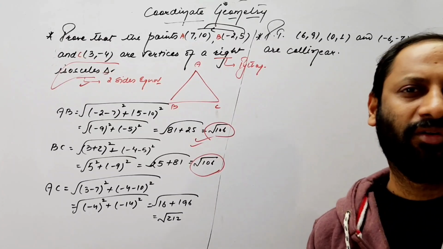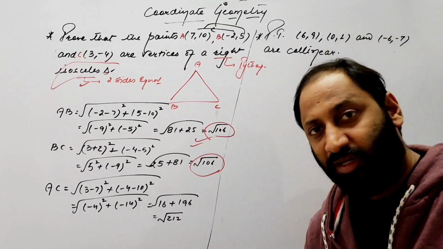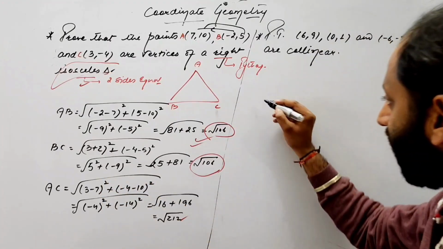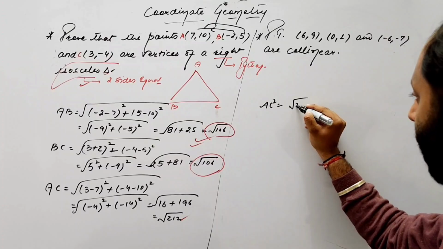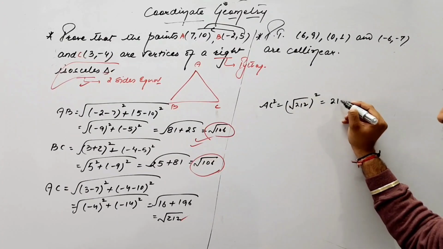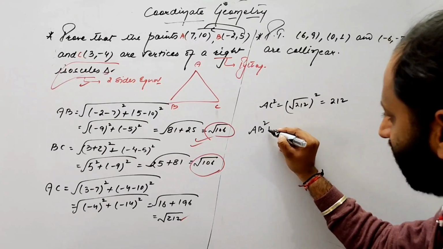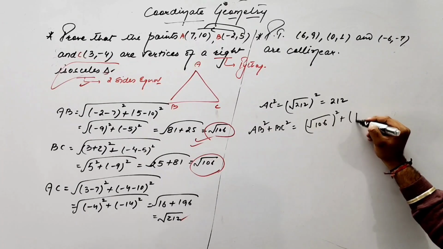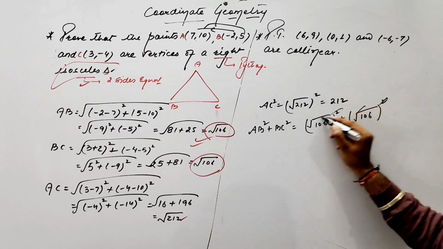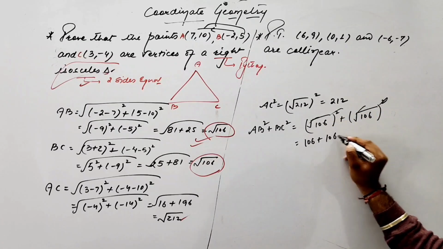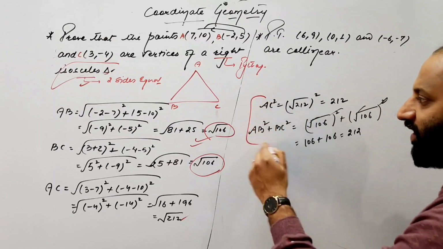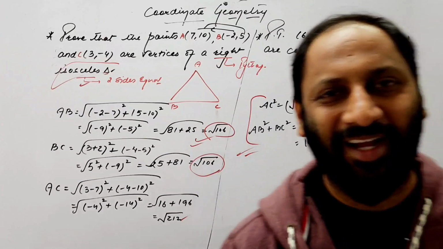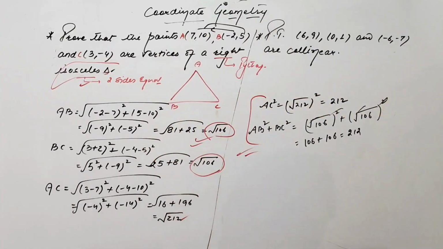Now for the right angle, we'll use Pythagoras. In Pythagoras, we know hypotenuse square is equal to perpendicular square plus base square. What is the hypotenuse? The largest side. So here we have the largest side, AC square, that is 212. Now AB square, the smaller one, and BC square, 106 and 106, that is also 212. It means these are equal. Pythagoras is done. Two sides are equal, done. It means these are the vertices of a right isosceles triangle.